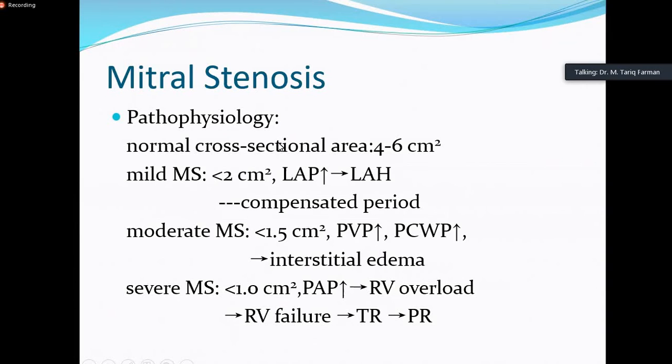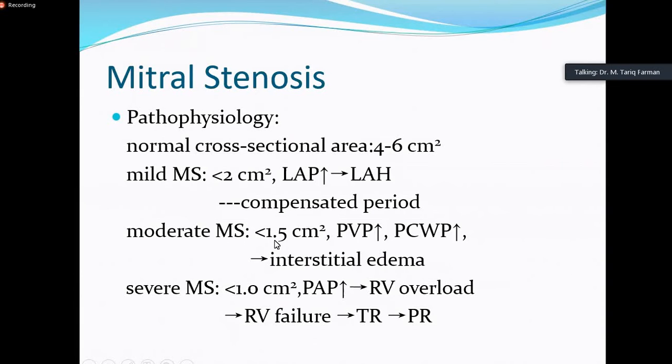The normal cross-sectional area of the mitral valve is 4 to 6 centimeters square. If you categorize the severity of the disease, you can divide mitral valve stenosis into mild MS, moderate MS and severe MS. This is the older classification actually. So less than 2 centimeters square, left atrial pressure is raised, then left atrial hypertrophy, and this is usually the compensated period of the mitral stenosis, and usually the patient does not come to the clinician. This is actually the asymptomatic phase of the disease.